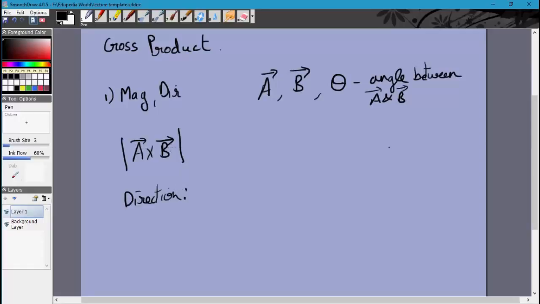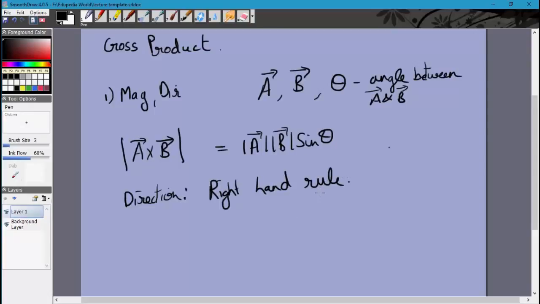So the magnitude of A cross B is defined as mod A into mod B into sine theta. For dot product, it was mod A mod B cos theta. Here it's mod A mod B sine theta, right? And so if the angle between two vectors is 0 or 180, their cross product will be 0. The cross product will be maximum if the angle between them is 90, because sine 90 is 1. The direction is a little bit more complicated, and it is given by what is called right hand rule.